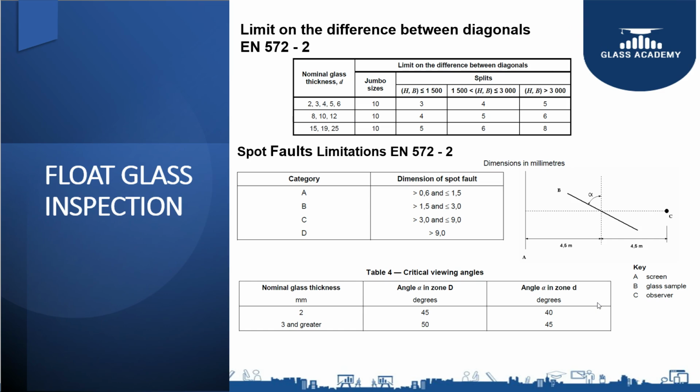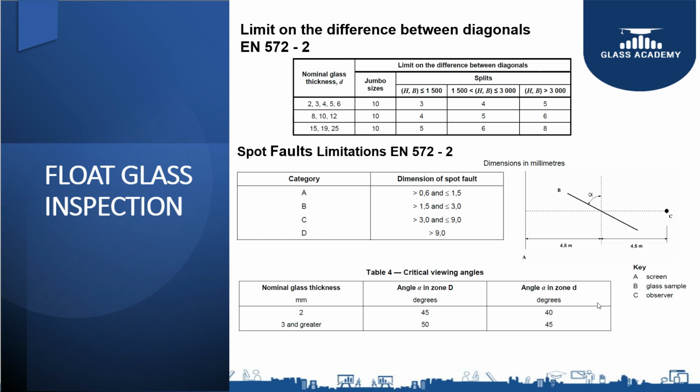So if you want to measure a glass in a diagonal way, the tolerance can be 3 mm of difference in the diagonal. This will not go plus or minus, but in a mean way, like 1.5, or can go in that way. So this is for your diagonal, and this is for your spot faults.